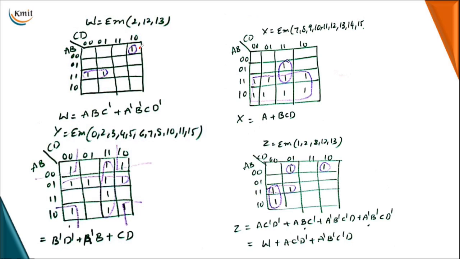Next, we have minterm 2, which doesn't have any possibility of pairing, so it is called an isolated minterm. That isolated minterm's product term is A bar B bar C D bar.